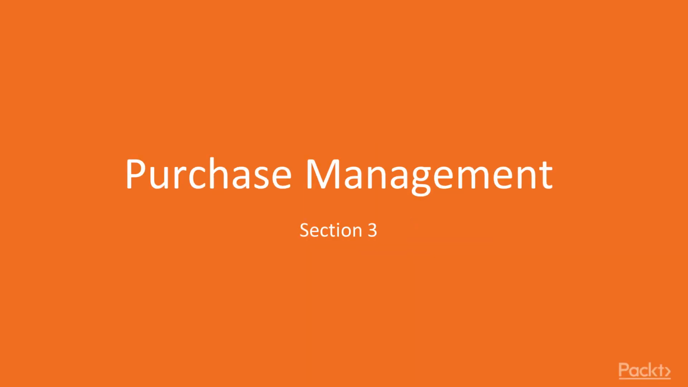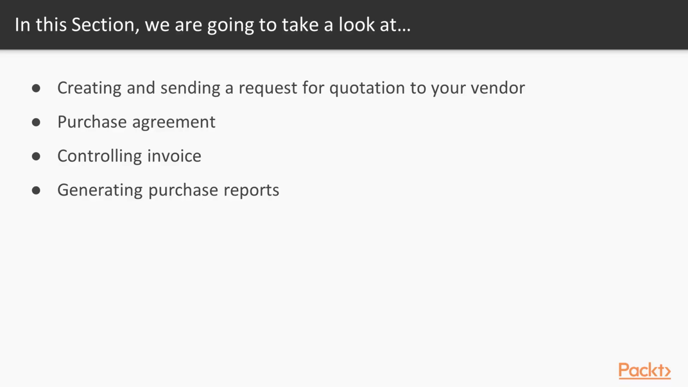Welcome to the third section, Purchase Management. In the previous section, we saw how we can create a quotation and send our quotation to our customer, then converting quotation to sales order, finally sales reports. In this section, we are going to take a look at creating and sending request for quotation to the vendor, then managing purchase agreement, then controlling vendor bills, and finally, as usual, will be reports.